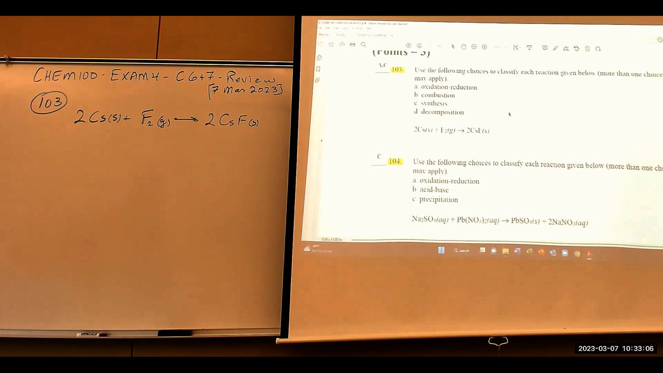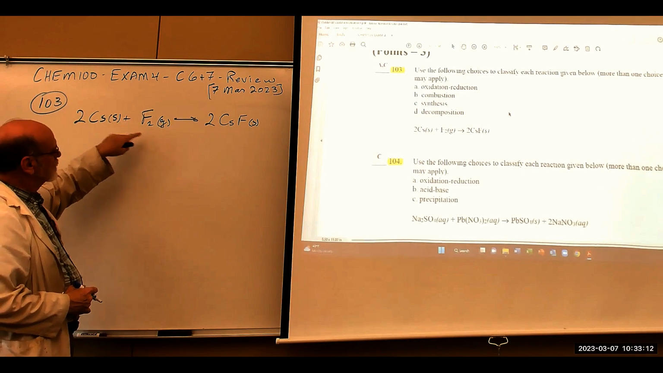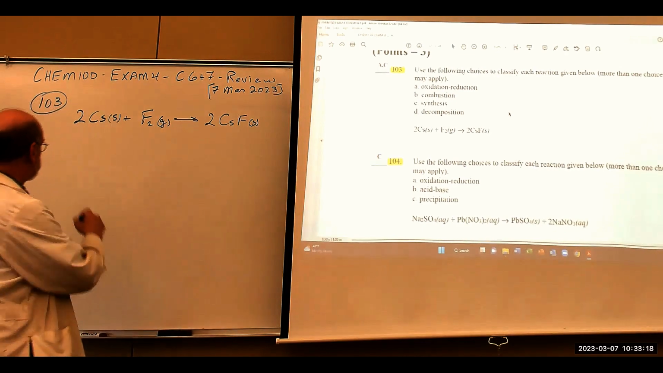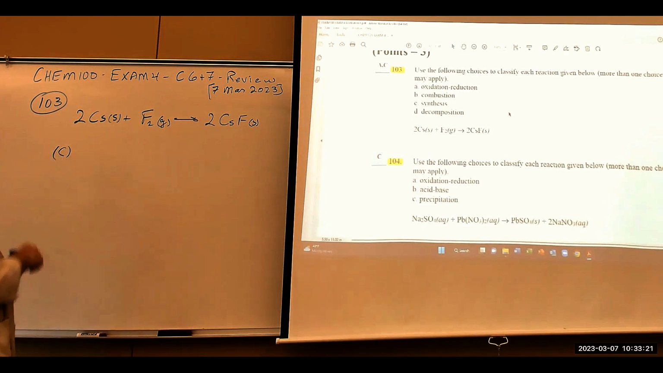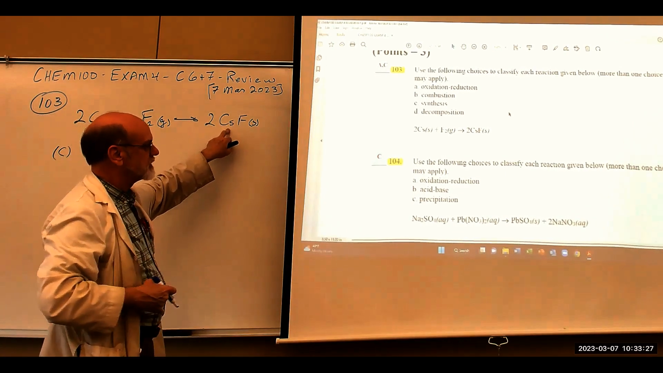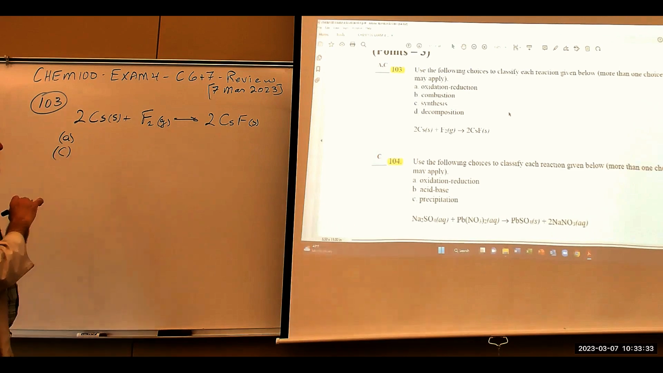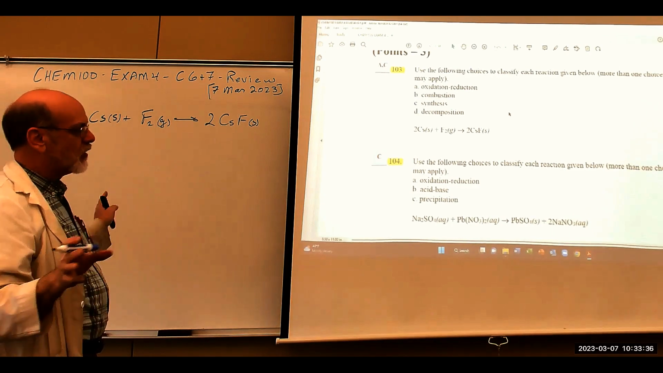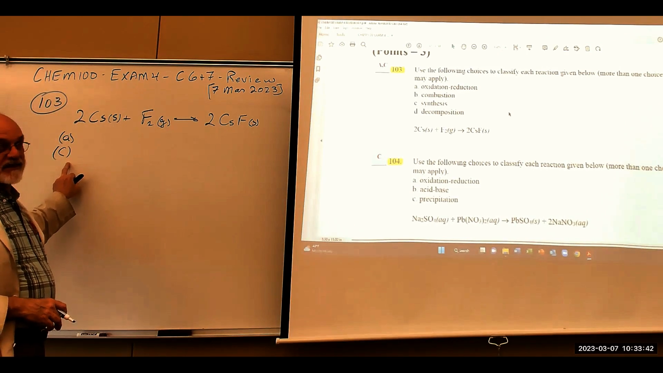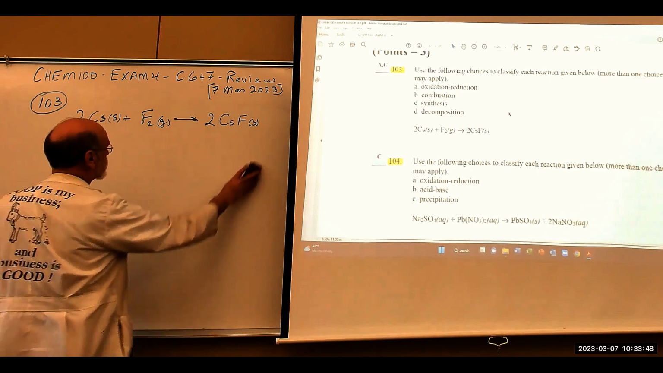Okay. Well, what do we got? Well, in the first place, we have 2 elements make a compound. That's a synthesis. Do we have synthesis up there? Yes. C is true. We also have an element in a compound. That's an oxidation reduction reaction. So we have one of those. Yes, we do. A, oxidation reduction. What else do we have? Combustion? No, there's no oxygen. Decomposition? You can't have both a synthesis and a decomposition at the same time. So A and C are the correct answers for this problem.